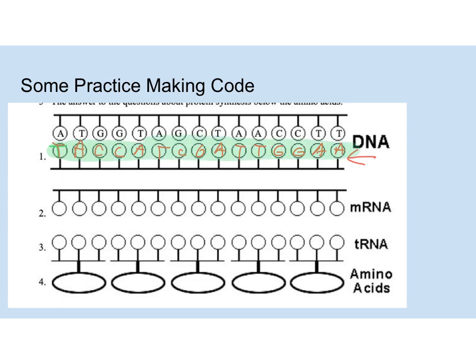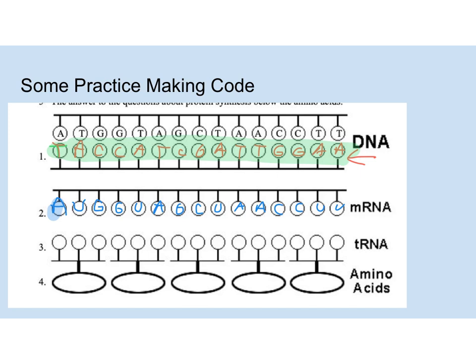So if I'm going to make my mRNA code, it's going to be complementary to this. As I go through and make my mRNA, if that's a T, then I know that this is going to have to be an A. And since that's an A, this is going to have to be a U, because we use U's instead of T's on RNA. That's a C, so this is going to be a G. That's a C, this is going to be a G. That's an A, this is going to be a U. That's a T, that's an A. G, C, U, A, C, C, U, U. So there's my mRNA.